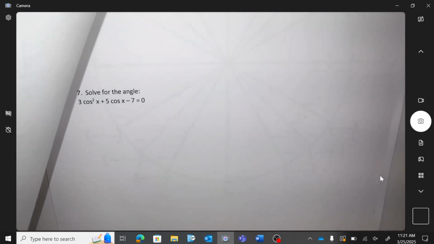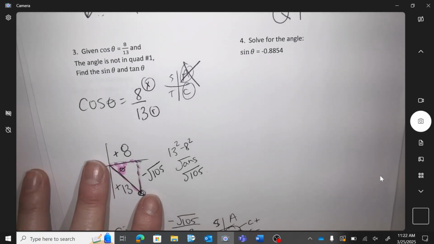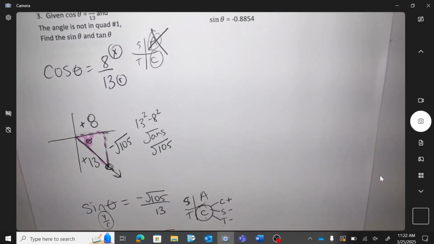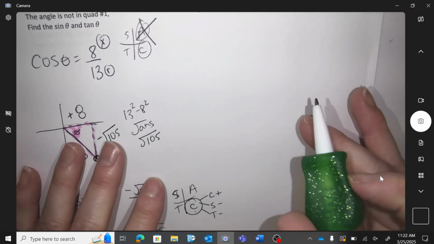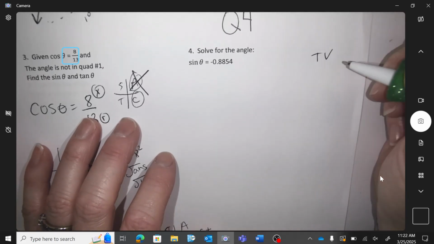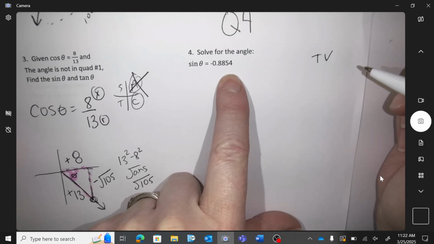Okay, half of your test is dedicated to solving trig equations. 20 out of the 40 points, or whatever, it's about half. So this is the main focus. So solving for an angle. The first step is the trig value algebra, done. I have it isolated already.